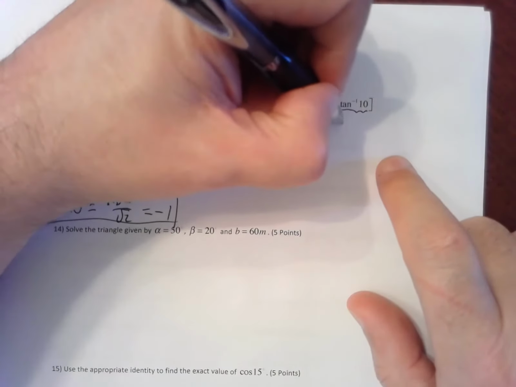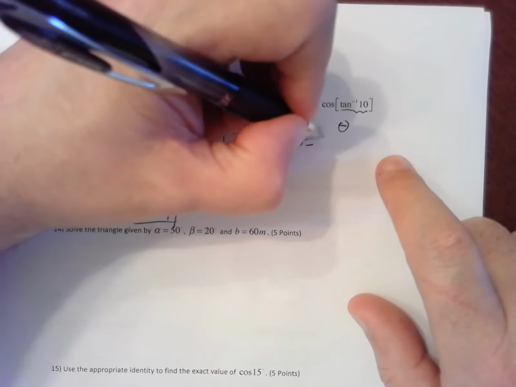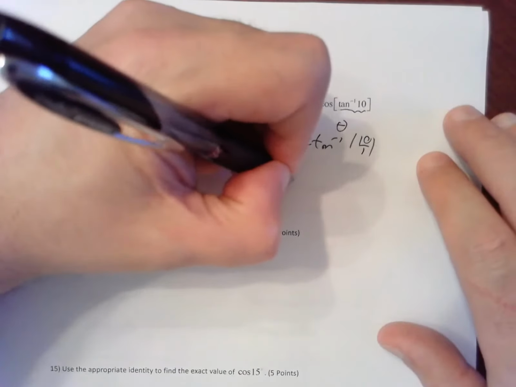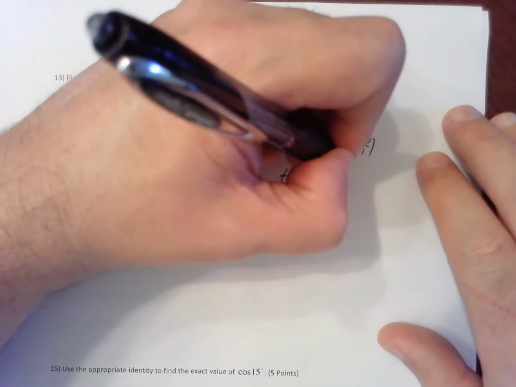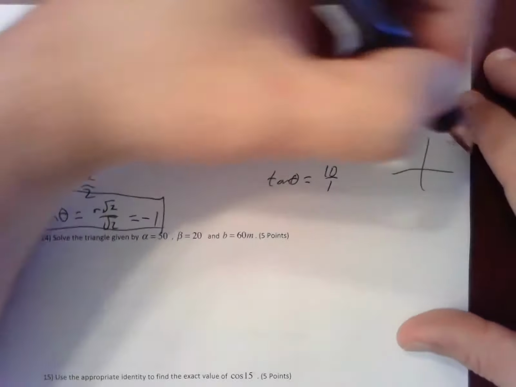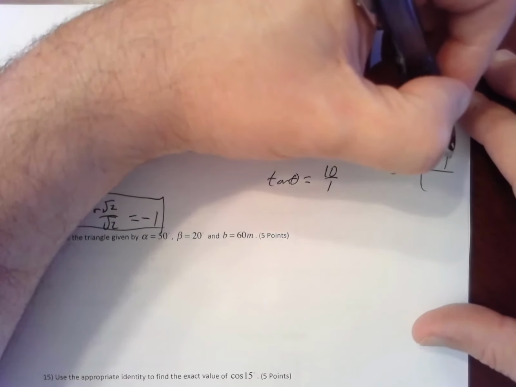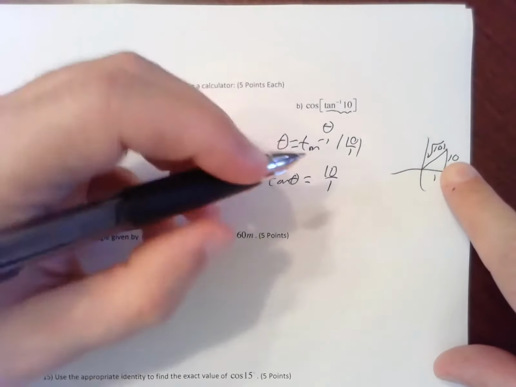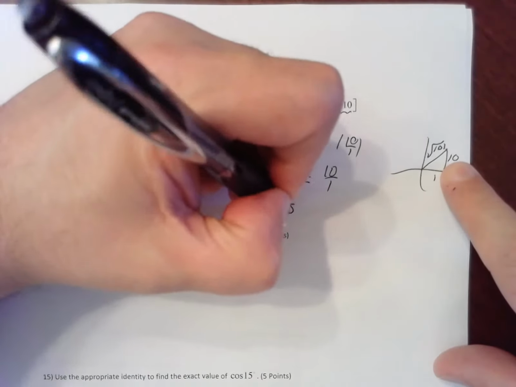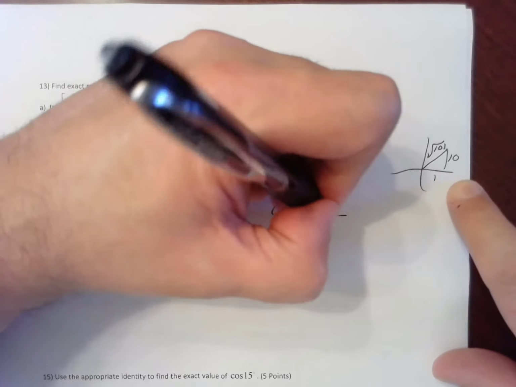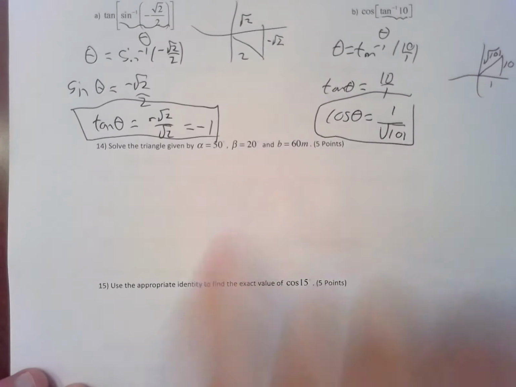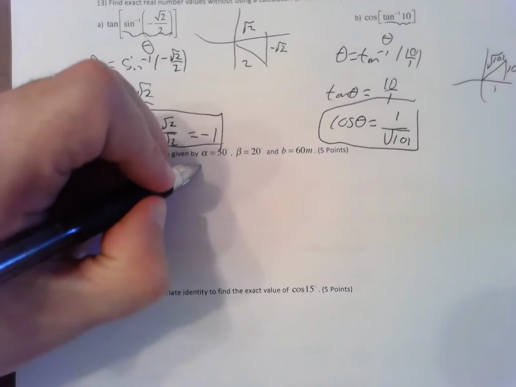Okay, same game here. Call this theta. So theta is arctangent of 10 over 1. So tangent of theta is 10 over 1. Draw a triangle. We're in quadrant 1 here. Opposite over adjacent. This side then will be square root of 101. I want cosine of theta, which would be adjacent over hypotenuse. We're done. Okay, now we're going to solve the triangle. These are fancy ways of saying A and B.